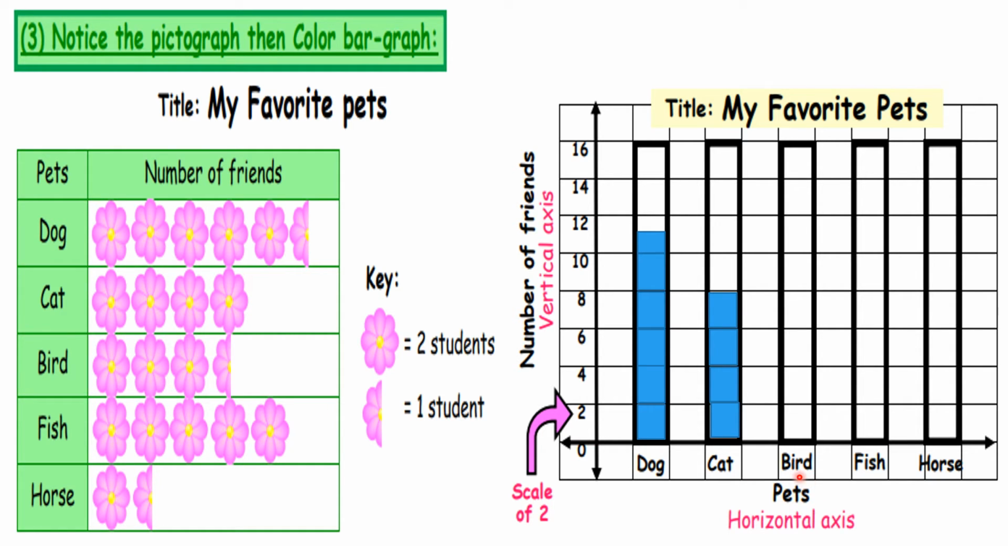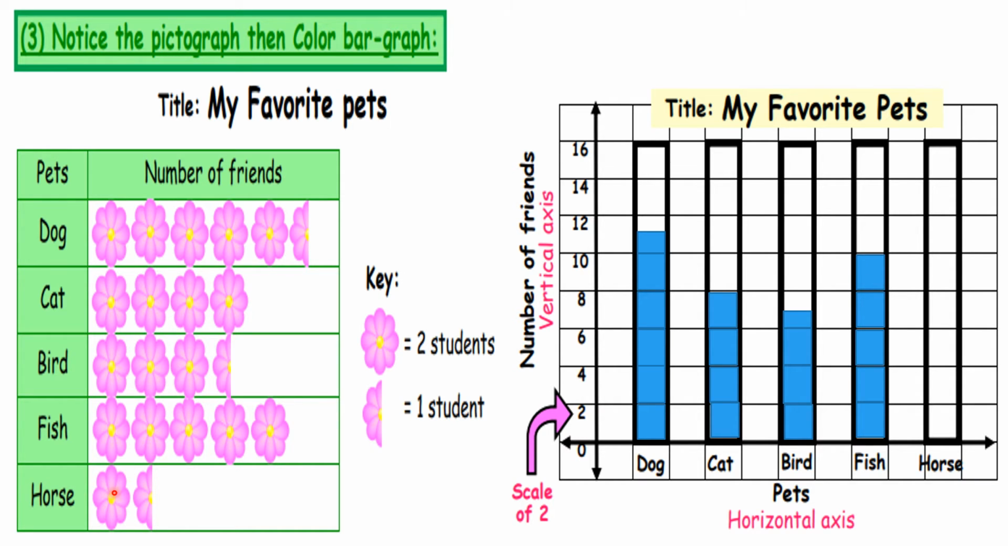The next one here is birds. There are 1, 2, 3 flowers, and one flower represents 2 students, so I will skip count by 2. It's 2, 4, 6, and I have a half flower that represents 1 student, so I will put here 1, 2, 3, and a half part. I have here 7, so it's a half part. And the fishes here is 2, 4, 6, 8, 10. So I will color to reach number 10.